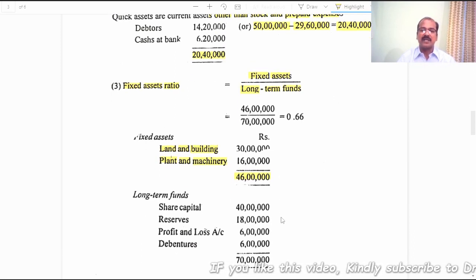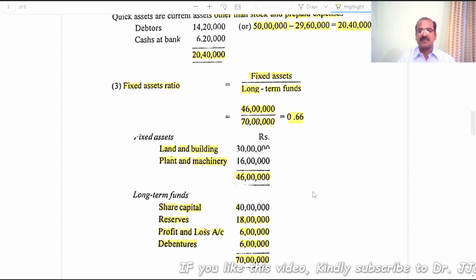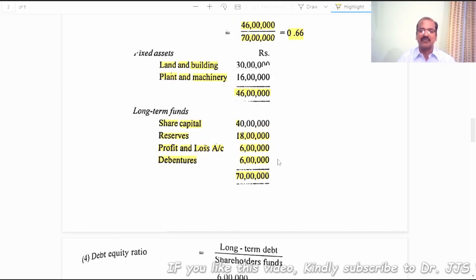Regarding long-term funds, we need to add the shareholders funds and long-term liability to get the long-term funds, which could be otherwise called capital employed. Share capital 40 lakhs, reserves 18 lakhs, profit and loss account, which could be known as surplus, 6 lakhs, debentures 6 lakhs, put together 70 lakhs is the value of long-term funds. So 46 lakhs fixed assets divided by 70 lakhs long-term funds gives the answer of 0.66 times. That means 66% of long-term funds is invested in the fixed assets of the company. The remaining 34% of the long-term funds is used for the fixed portion of its working capital.